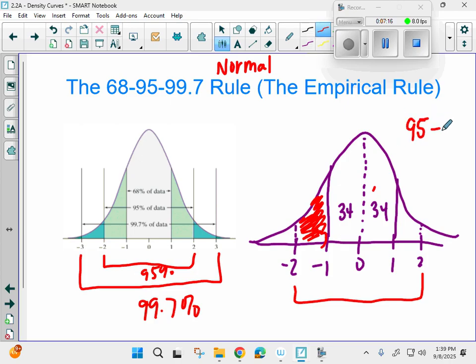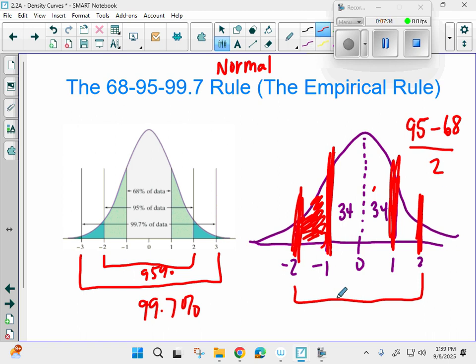You could do that. I'm going to do this: 95 minus 68. So I'm taking all of the area from here to here, which is 95, and then I'm going to subtract out the 68. And I'm going to divide by 2.